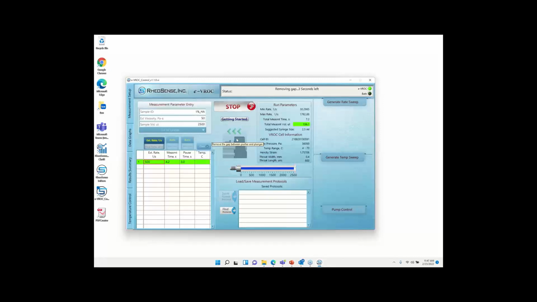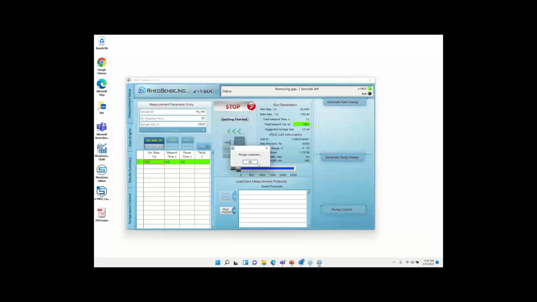We have a question, Stacey. Yeah. So there's a couple of questions. The first one is a question regarding the m-VROC viscometer. Depending on which factor should we select the flow rates, like if we don't know the viscosity of the sample?